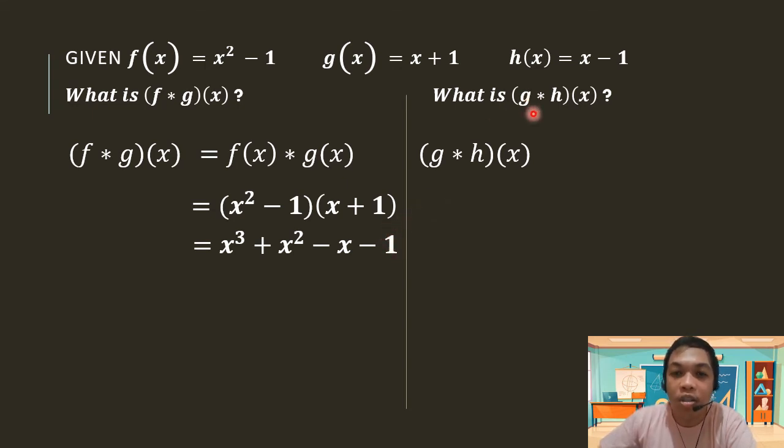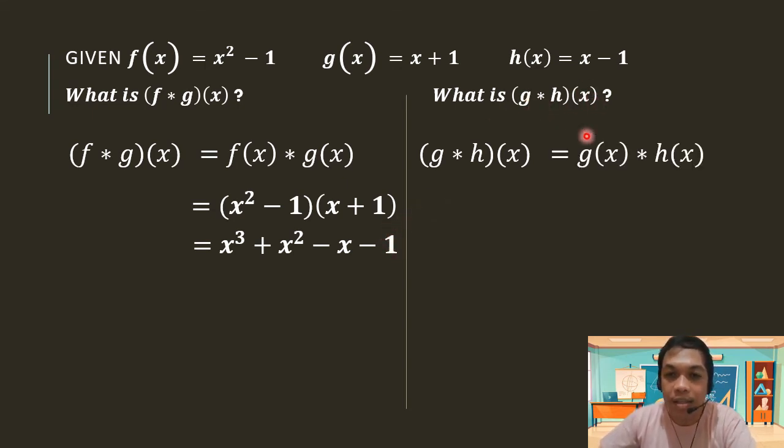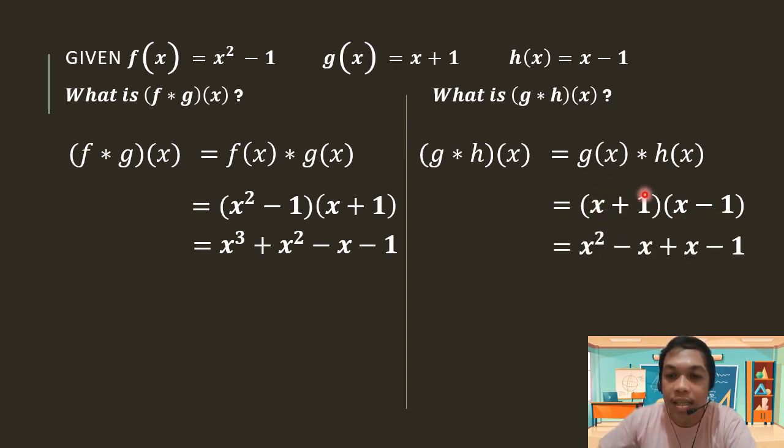Okay, how about g times h of x? So that is also g of x times h of x. Our g of x is x plus 1, and then h of x, that is x minus 1. So performing the indicated operation, we have x times x, that is x squared, x times negative 1, that is negative x, positive 1 times x, that is positive x, and then positive 1 times negative 1, that is negative 1.